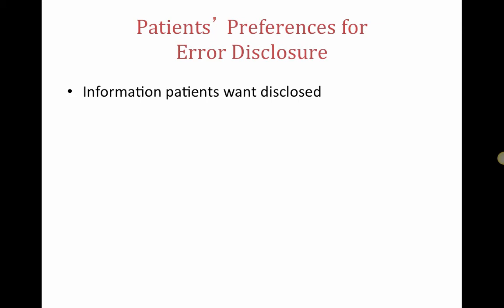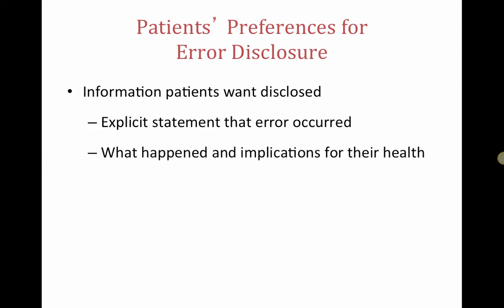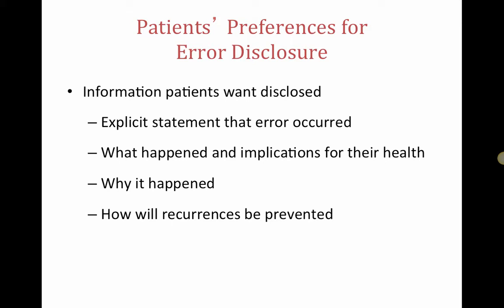What information do patients want disclosed about errors? Well, essentially they want an explicit statement that an error has occurred. They want to know what happened and the implications for their health. They want to know why it happened. How will recurrences be prevented? And they want to have an apology. They want the healthcare provider to say, "I'm sorry that an error has occurred."